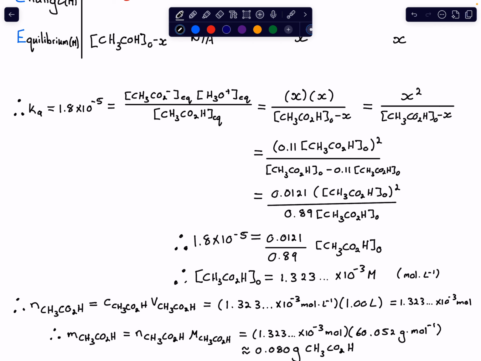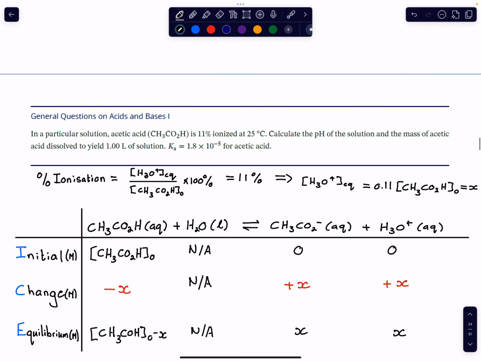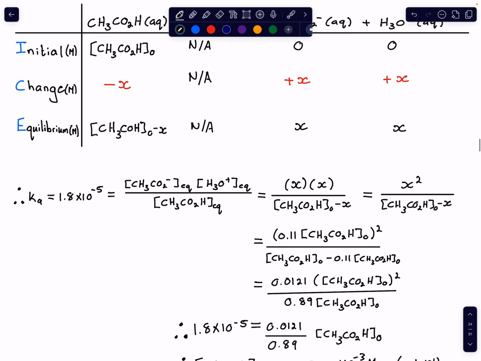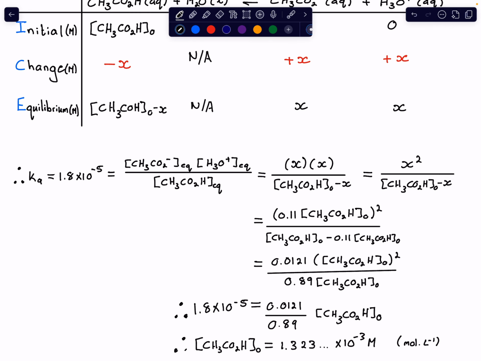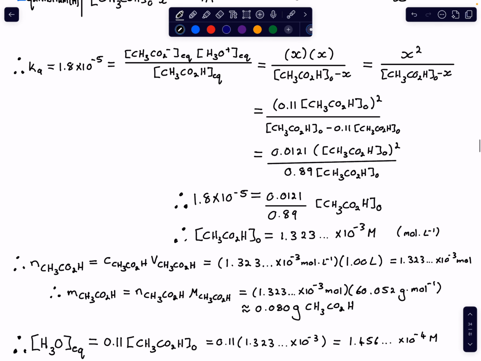Now our final step is to determine the pH of the solution. To determine the pH, we need to determine the concentration of hydronium. And we have an expression to calculate it. It is equal to 0.11 times the initial concentration of the acid, which we just calculated as 1.323 times 10 to the negative 3. So plug that into our expression, and there we calculate it. Now we know what the concentration of hydronium is at equilibrium, and that is X.